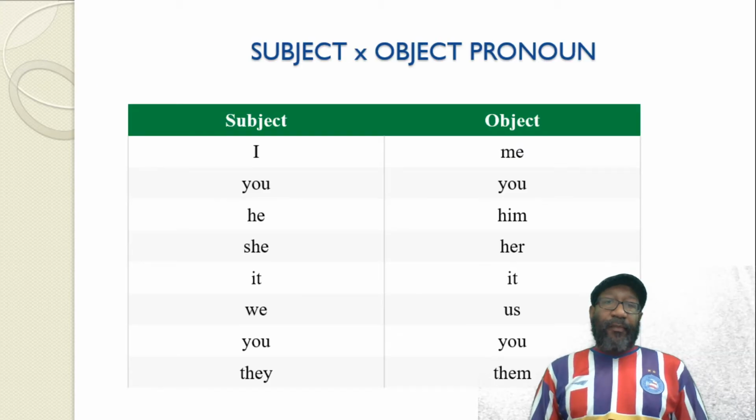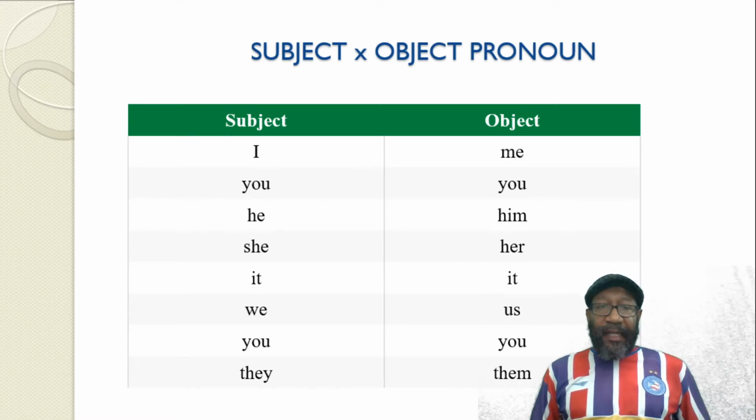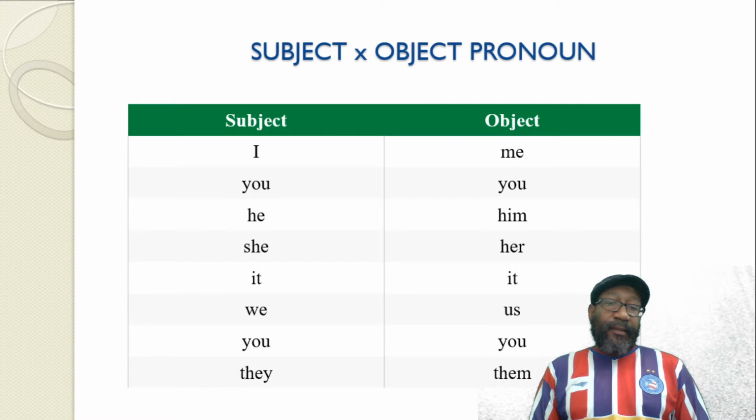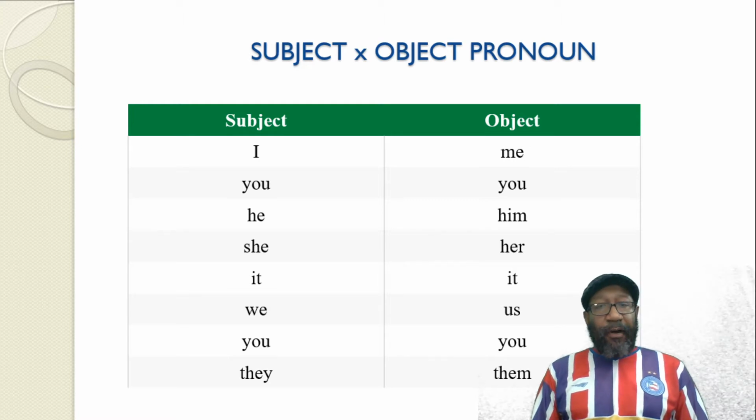So, first of all, we have to separate two types of personal pronouns: the subject pronoun and the object pronoun. Subject pronouns, as you can see here: I, you, he, she, it, we, you, they. The subject pronoun has its name because it takes the place of the subject. So it appears most of the time at the beginning of the sentence and before a verb.